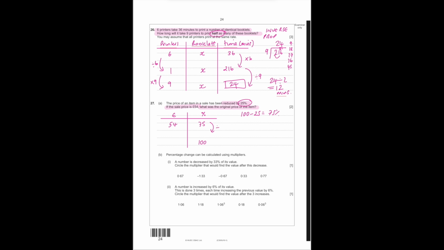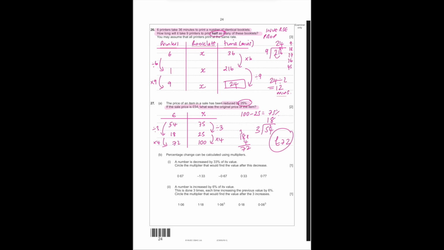So what I'm going to do is I'm going to divide by 3 to get 25%. So 54 divided by 3. So I'm just scaling up and down accordingly. That is 1 remainder 2, and that is 8. And then I would times by 4 for the original. So the original cost is £72.